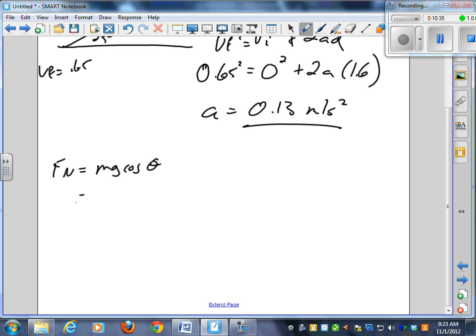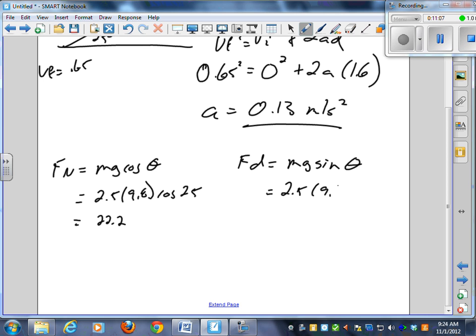So my block was 2.5. 2.5 times 9.8 times the cosine of 25. 22.2. And we should find the FD as well, because the FD is actually what's causing it to accelerate, right? That's mg sine theta. 2.5, 9.8, sine 25.